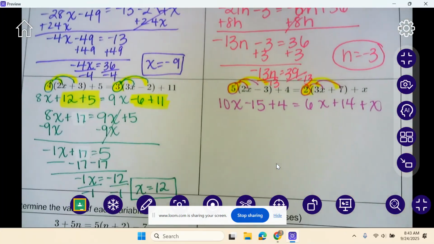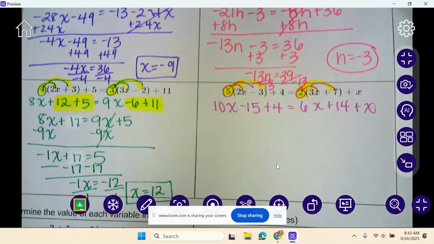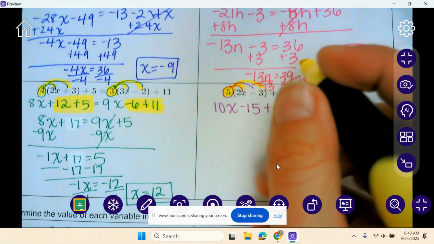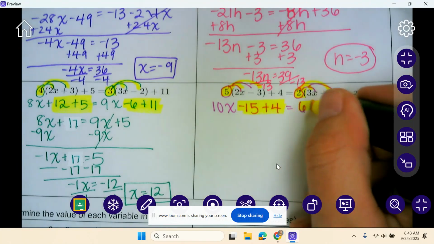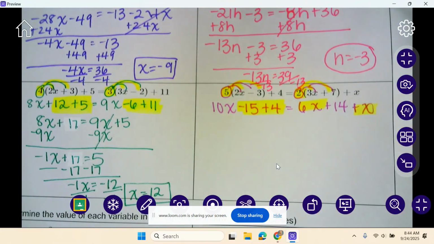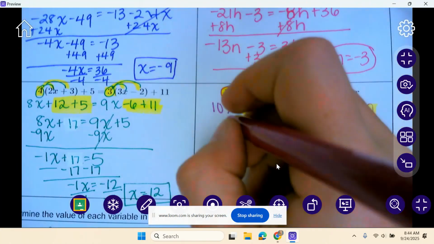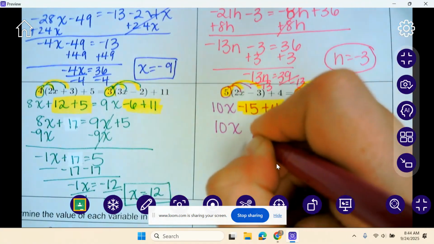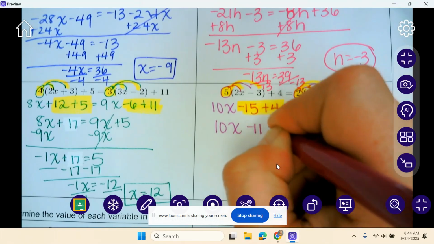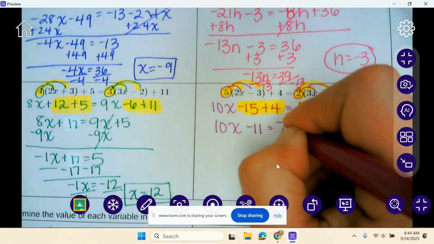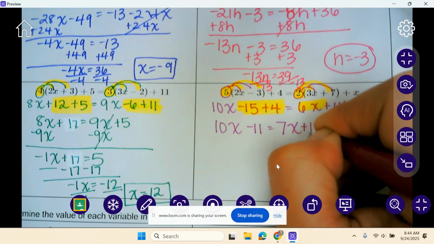So the next step after that is we're going to combine like terms. So the like terms on the left side of the equal are going to be negative 15 plus 4. And the like terms on the right side are going to be this 6x and then this x over here. So we get 10x, and then those two combine to negative 11. And then these two combine to 7x plus 14.